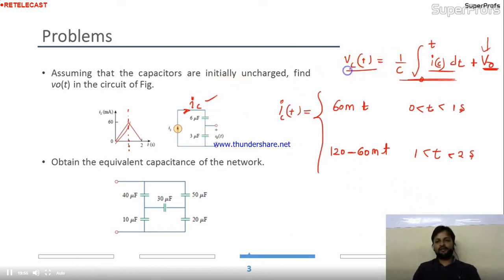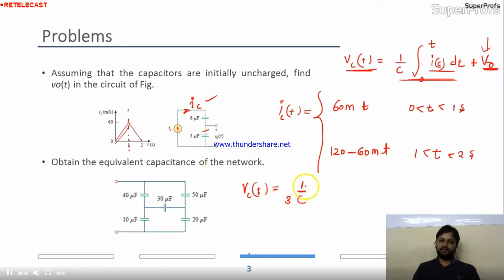Now your task is to find out the VCT. VCT is the voltage across the 3 microfarad, or you can get the same voltage from this formula for the 6 microfarad also. This is the universal formula for the voltage drop across capacitors. Now you can put the values of IC in this equation and you can find out the VCT, whatever he asks. So this is the VCT. I'm finding out 1 by C. Okay, fine. Tell me the value of C.